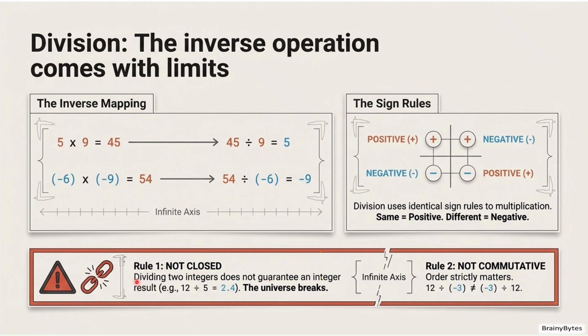Not only this, the inverse operation comes with limits too. Rule number 1, dividing two integers does not guarantee an integer result. For example, 12 divided by 5 gives 2.4, which is a real number and not an integer. Rule number 2, division is non-commutative. Order strictly matters as shown in the given example here. 12 divided by -3 is not equal to -3 divided by 12. So do make sure how you write while working with the division operation.